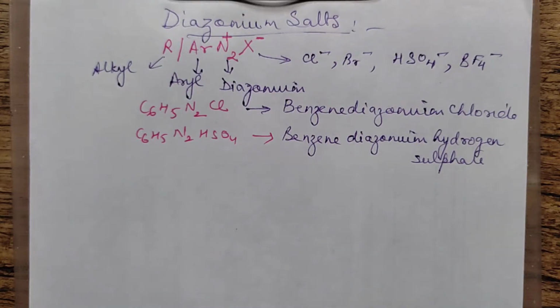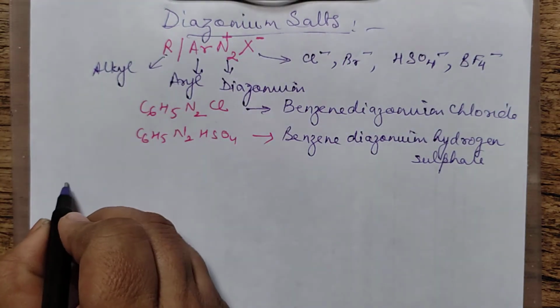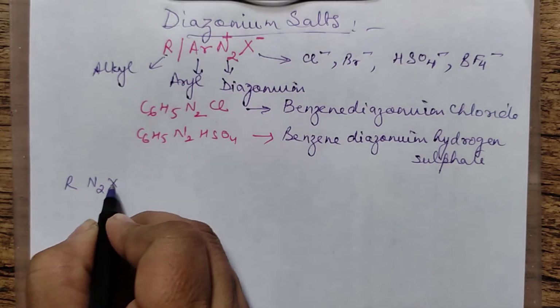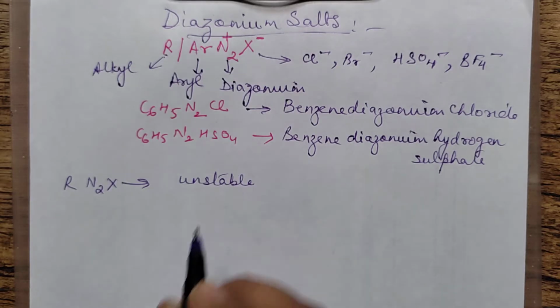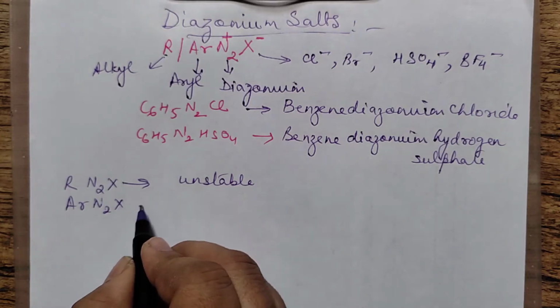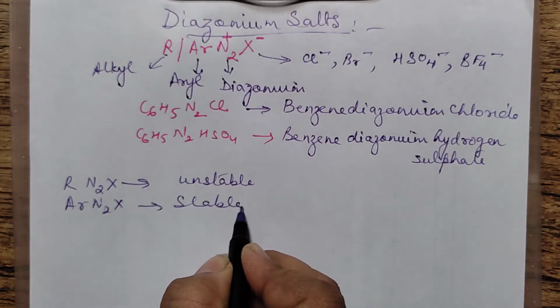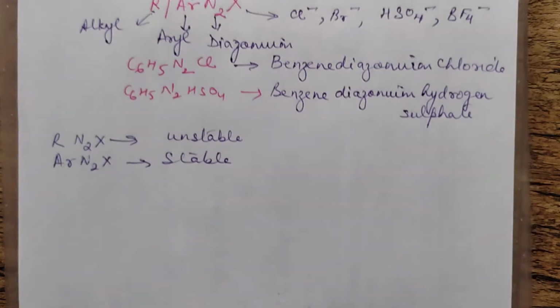Now, I told you in the beginning that if it is R N2 X, this is very unstable. Alkyl diazonium salts are very unstable. That we have discussed earlier also. Now, if it is the aryl part, if it is Ar, then it is quite stable. Now, why are they stable? What is the reason behind it? Let us discuss that. We'll draw the resonating structures.